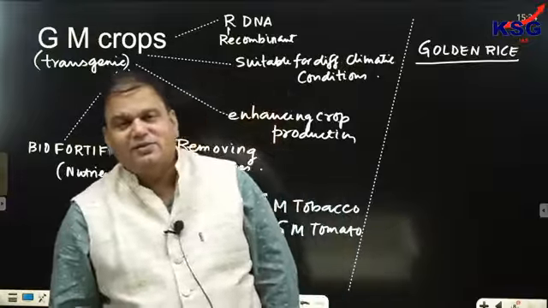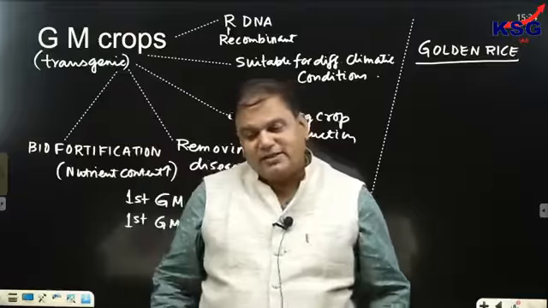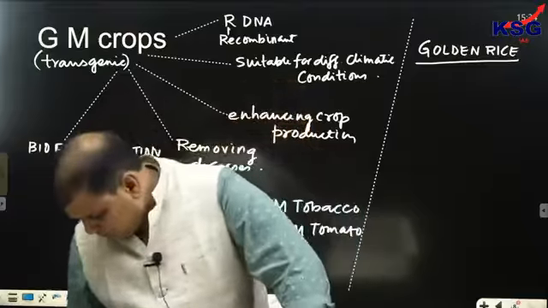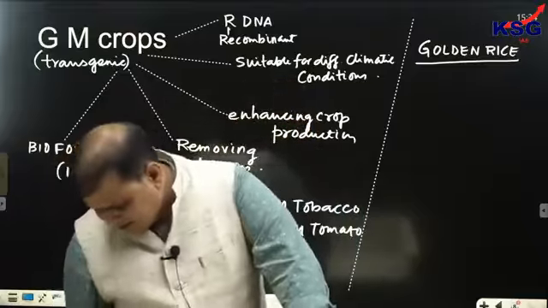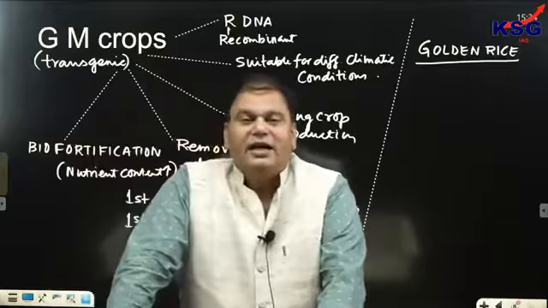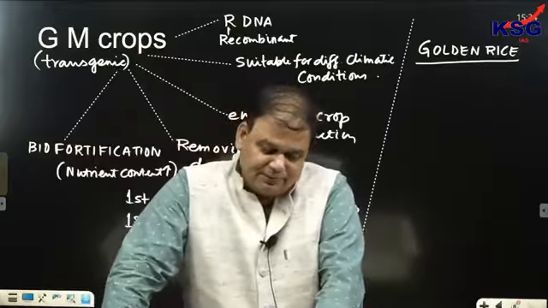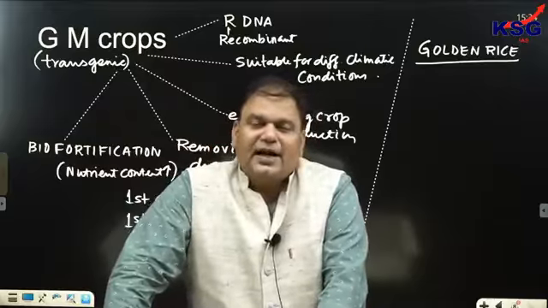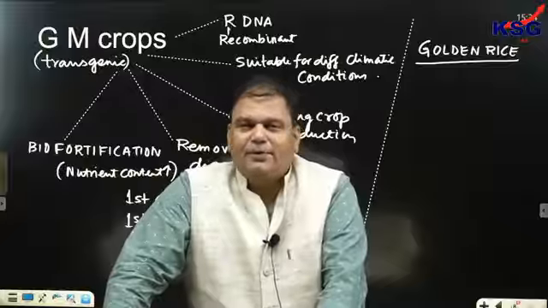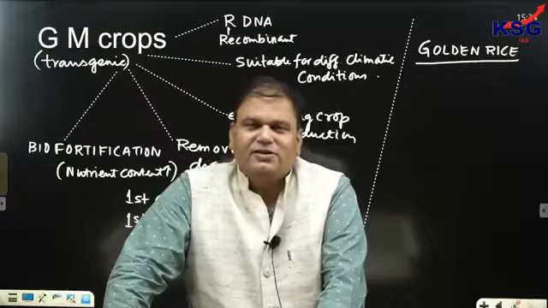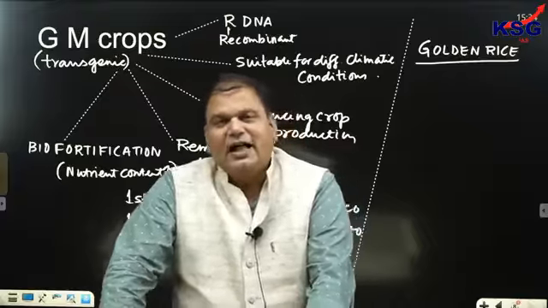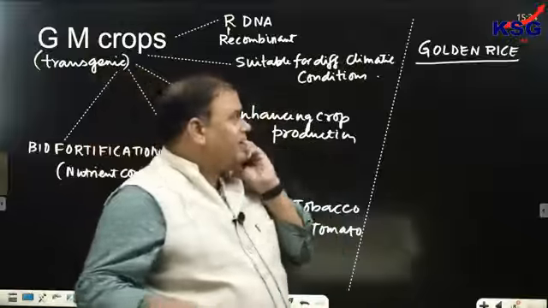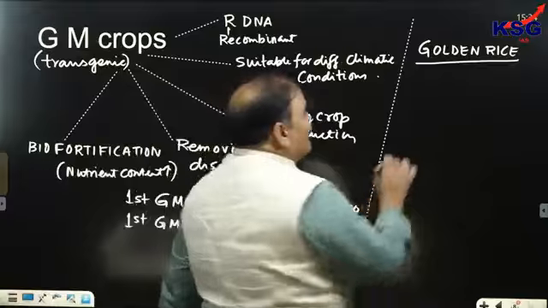So iron and zinc are also lacking in rice. The scientists of Italy developed a transgenic variety of rice to remove these drawbacks. And this variety of rice was called what? This was called super rice.